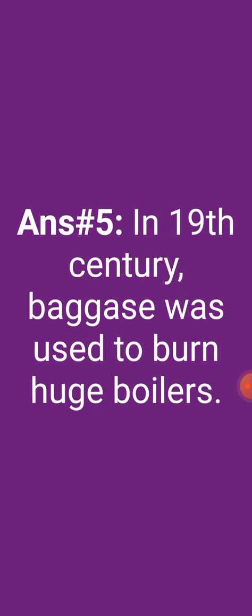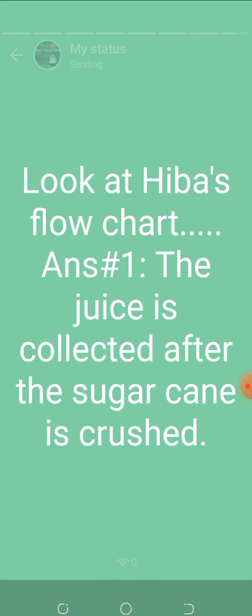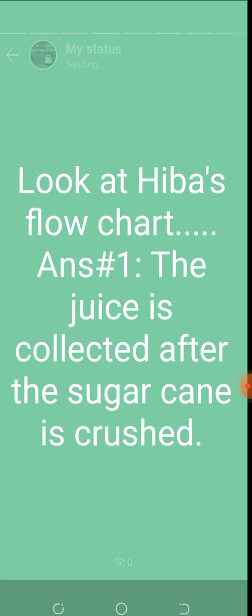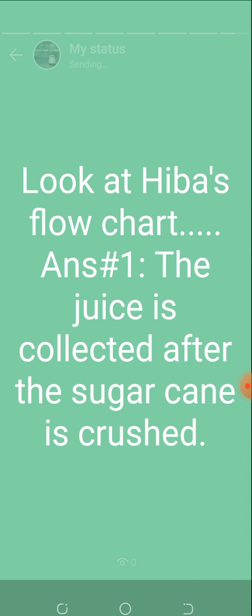Then another new paragraph on the book is, look at Hibba's flow chart. First of all, these questions were from Hibba's report. Now there are 3 questions from Hibba's flow chart. I have also written on this, look at Hibba's flow chart. Question number 1 is, what happens after the sugar cane is crushed? Its answer is, the sugar is collected after the sugar cane is crushed.